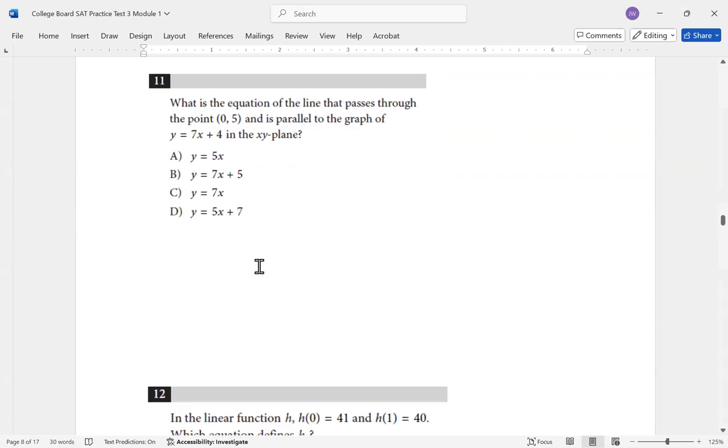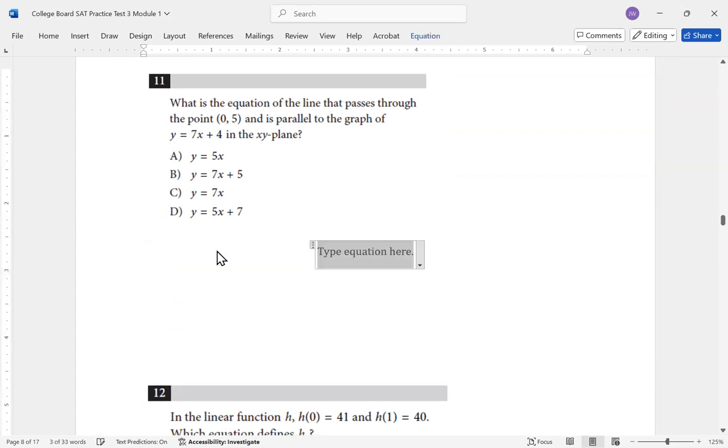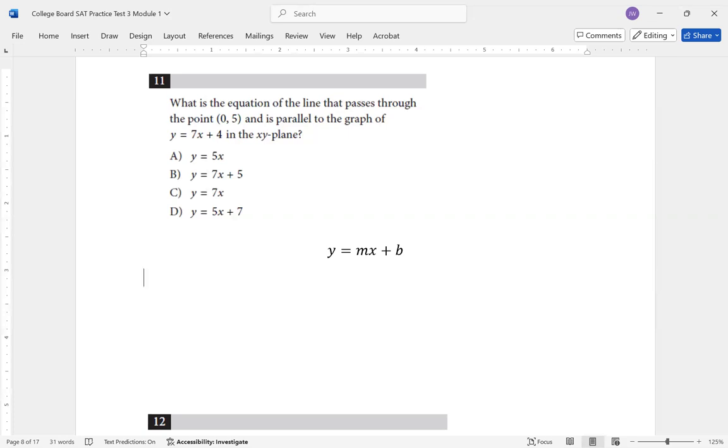Question 11. What is the equation of the line that passes through point (0, 5) and is parallel to the graph of y equals 7x plus 4 in the xy-plane? If we want an equation of a line, a lot of times what I do is I use slope-intercept form. This is nice. What type of slope do I want?